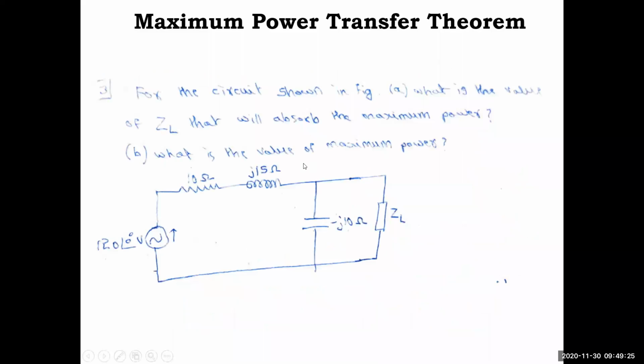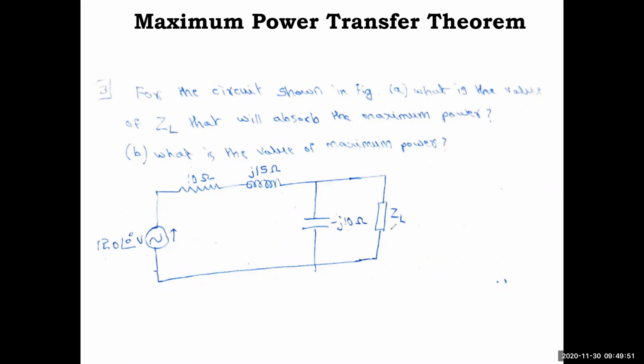Note down the question. For the circuit shown in figure A, what is the value of ZL that will absorb the maximum power? What is the value of maximum power? So ZL and PL you have to calculate. The circuit has a 120 at an angle 0 degree volt voltage source, 10 ohm in series with j15 ohm, then a minus j10 ohm and ZL. So on the source side you have ZS and here you have ZL.